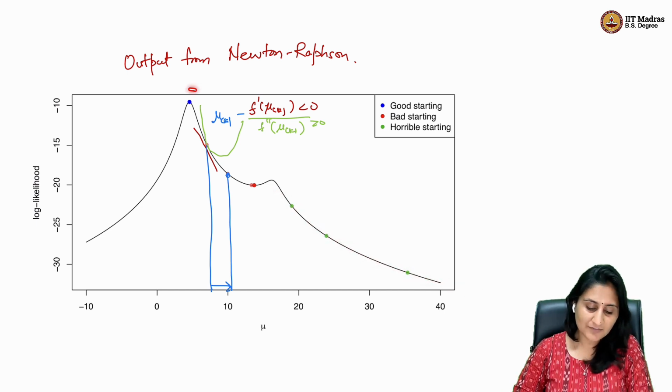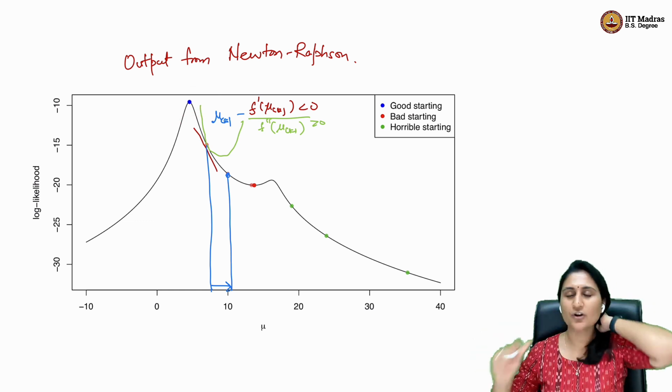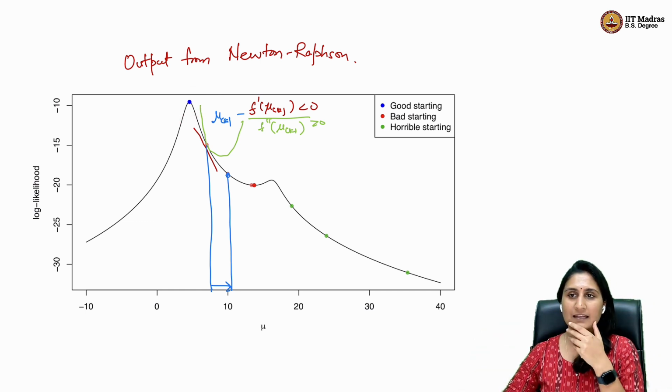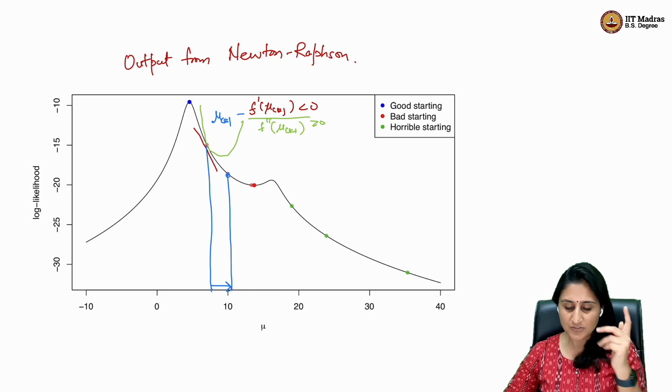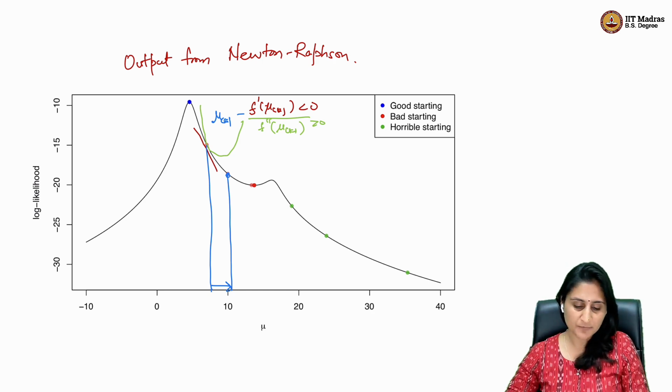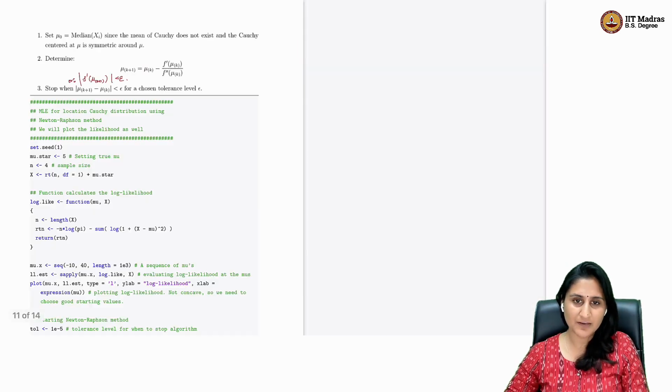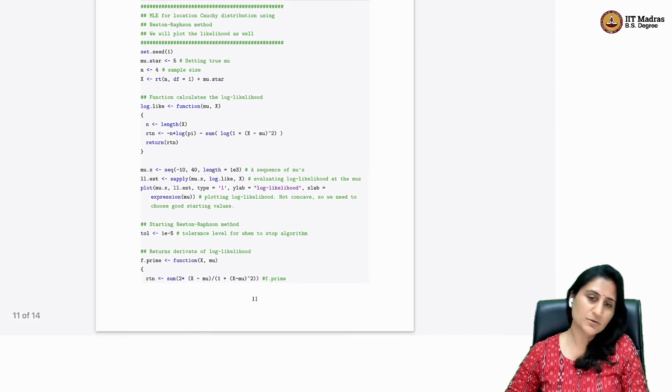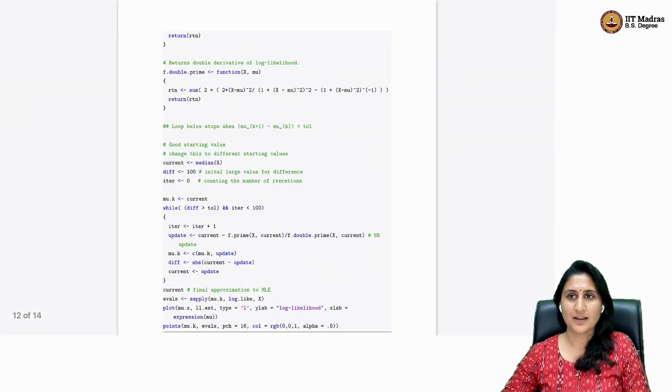So the starting value becomes highly, highly important when our objective function is not concave. So let's actually look at the code. I skipped the code when I presented this because we're going to look at the code more in R right after this.